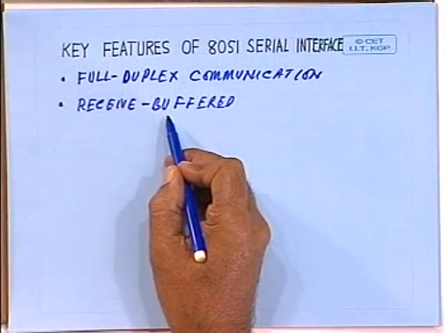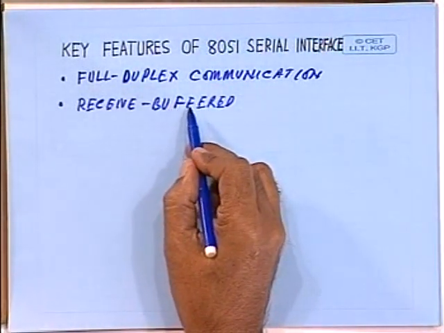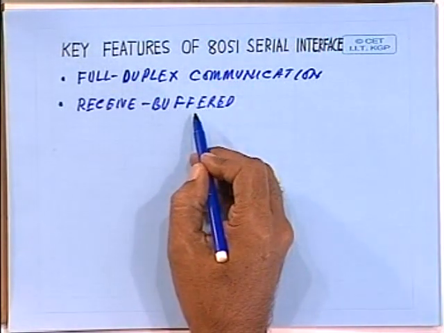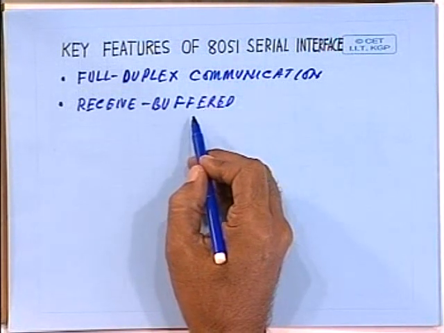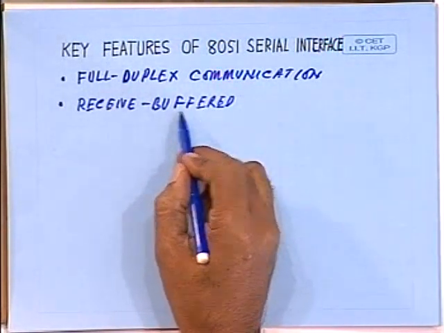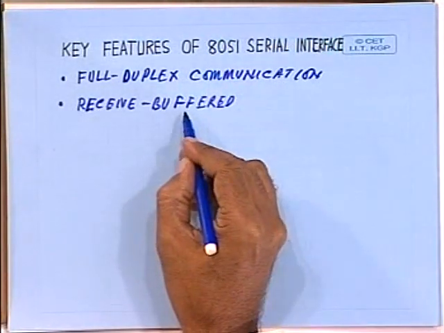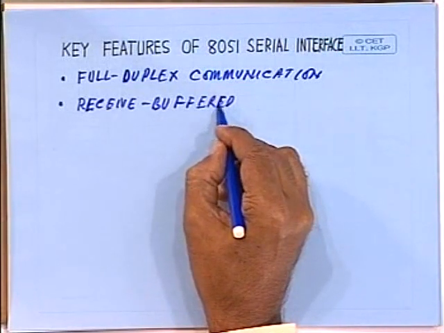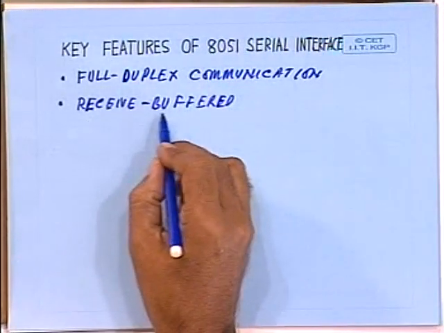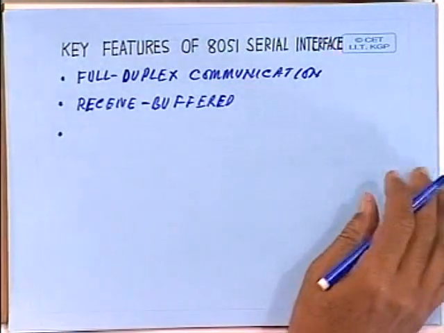However, in such a case, the reading from the first buffer has to take place before the second byte of data which is coming serially is complete. Otherwise, one byte of data will be lost. That means reading data from the serial receive buffer and receiving serial data can take place simultaneously up to one byte because of this receive buffer facility that is provided in 8051.